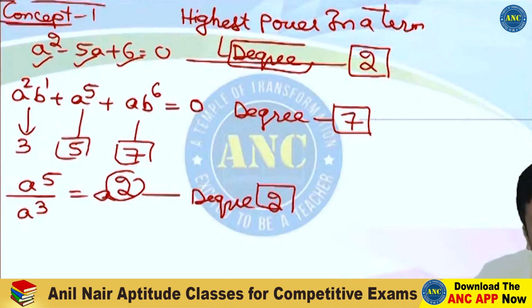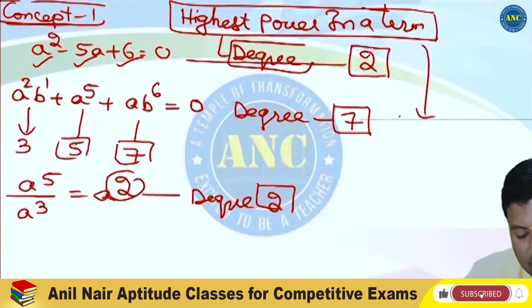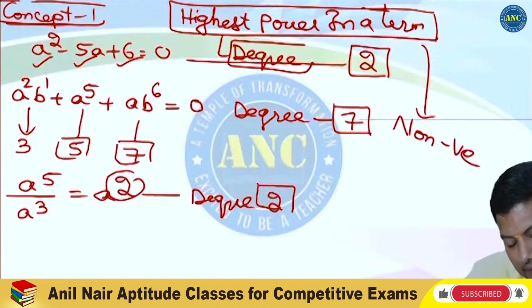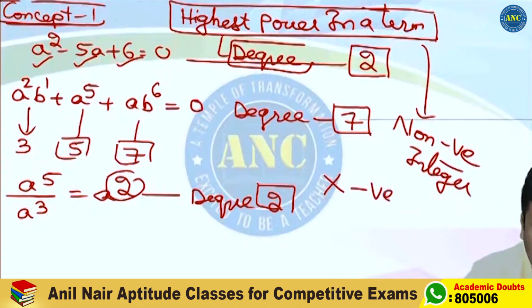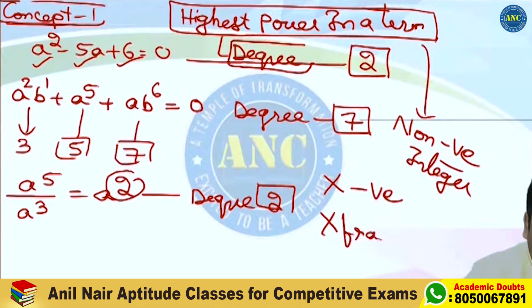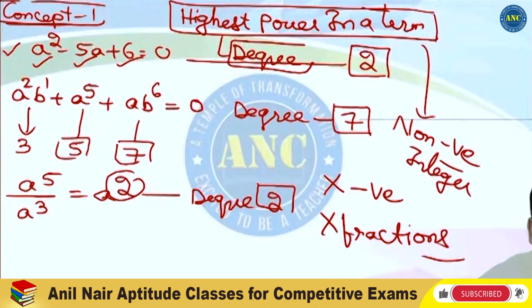Concept number 1. What is the definition of a degree? Highest power in a term. This is nothing but a non-negative integer. It cannot take negative values. It cannot take fractions. Highest power is nothing but a non-negative integer. A power 5 by a power 3 is nothing but a square. I hope the definition of degree in terms of one variable, in terms of two variables, in terms of division, is clear.